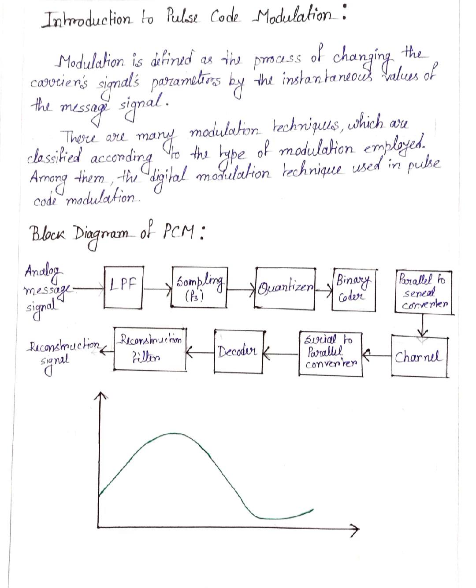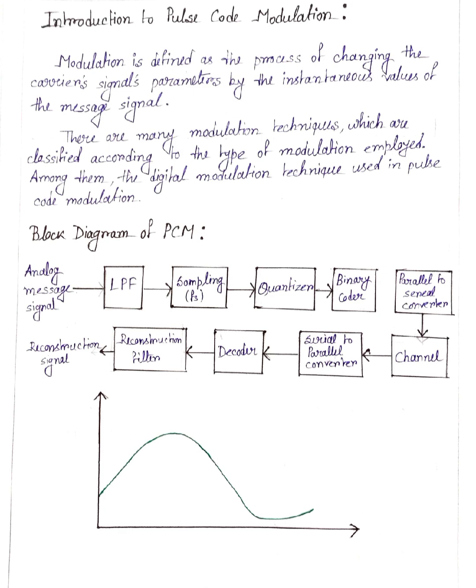The quantizer approximates each sampled value to the nearest fixed level, converting continuous amplitude to discrete levels. Next, the binary coder converts the quantized values into binary numbers. Then the parallel to serial converter combines the binary outputs into a single serial bit stream for transmission. Next is the channel, which is the medium through which the digital signal is transmitted.